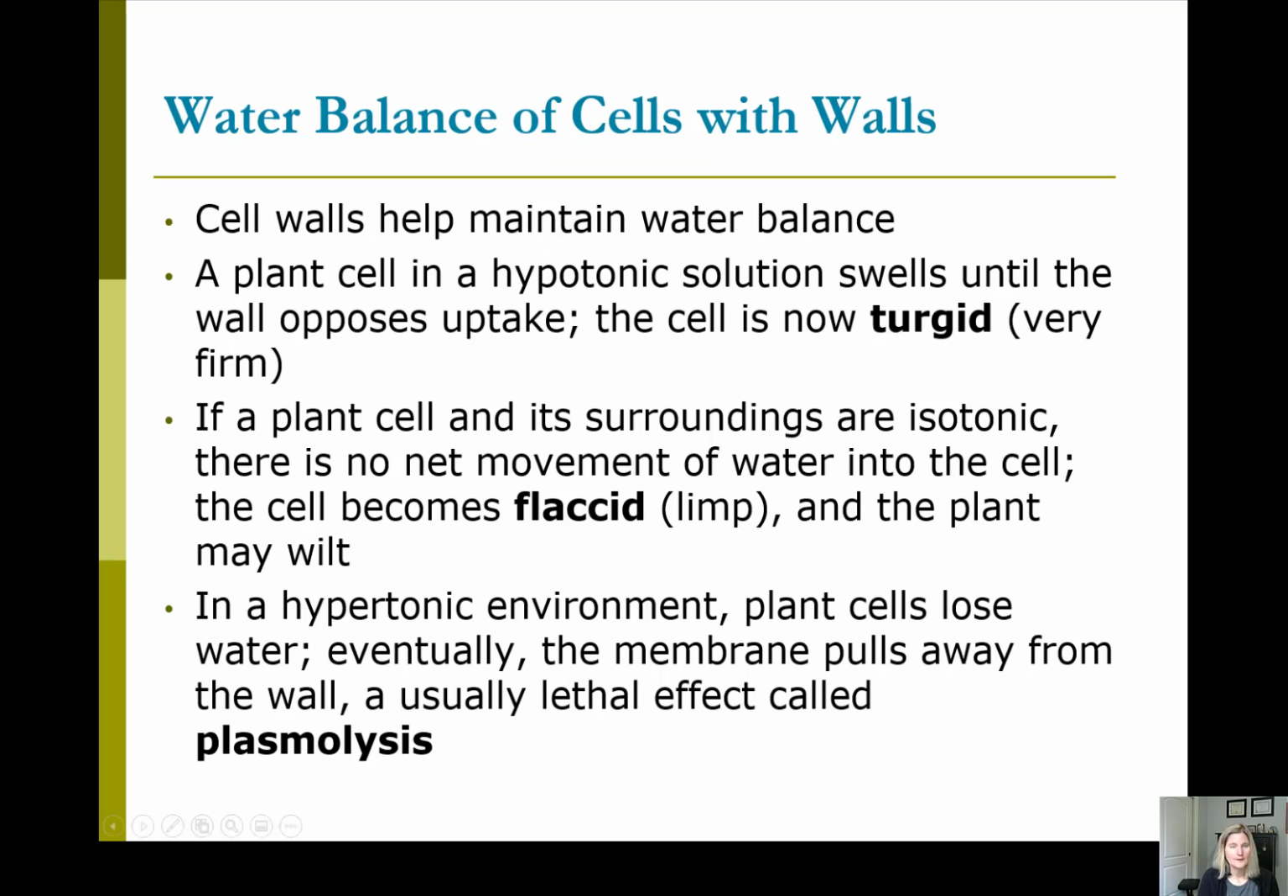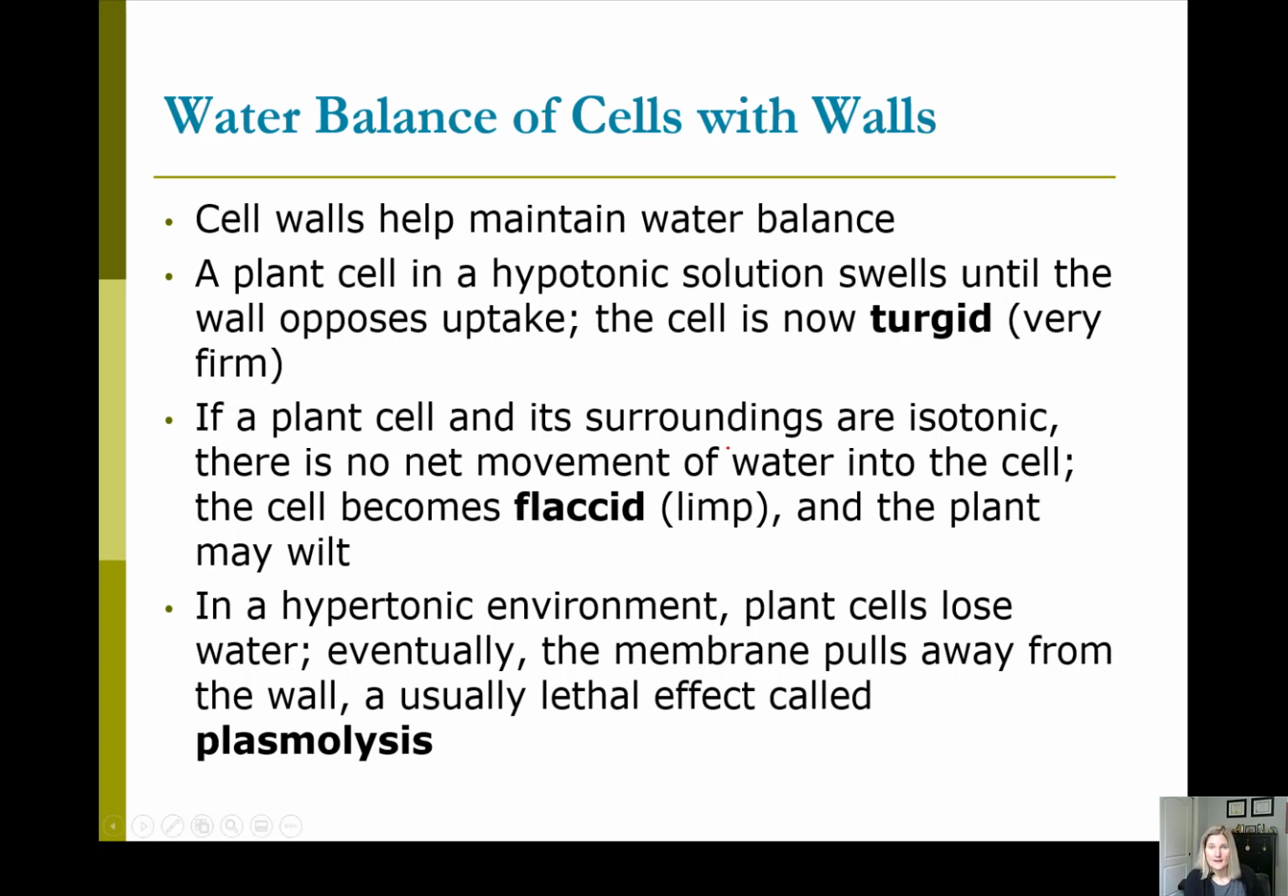All right. So here's just some more information about how tonicity has a little bit different reaction in plant cells versus animal cells. So cell walls for the plant cell have that ability to help maintain the water balance. If a plant is placed in a hypotonic solution, the water will enter the cell and cause the cell to swell until it reaches the cell wall. Okay, so we call that a turgid state, or a very firm state, because it's right up against the cell wall.